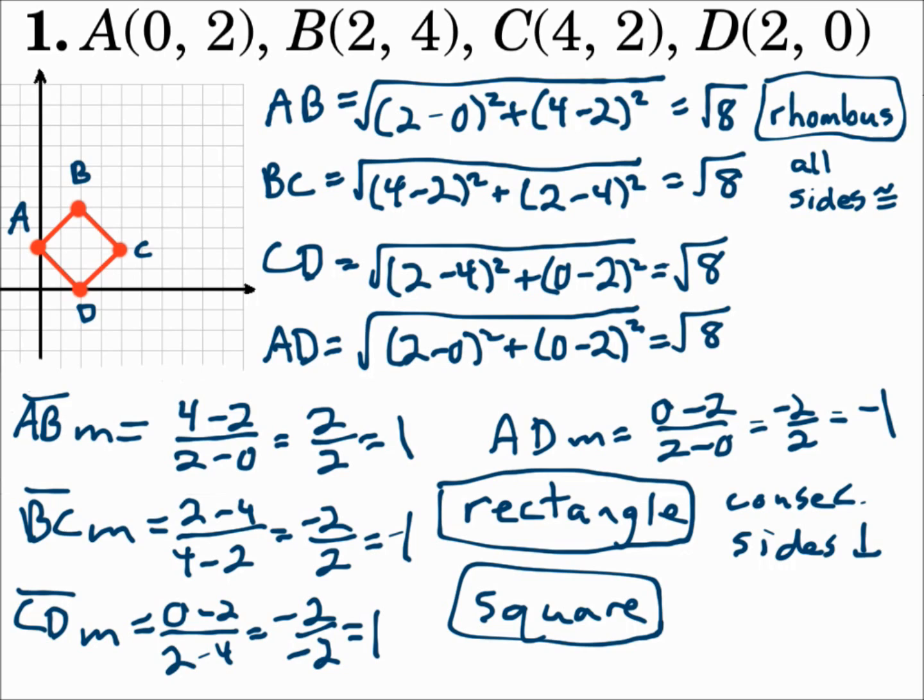So use the distance formula to find the side lengths to see if they're all the same, which would make it a rhombus. Find the slope of each side to see if consecutive sides are perpendicular, which would make it a rectangle. And if it's a rhombus and a rectangle, then it's also a square.